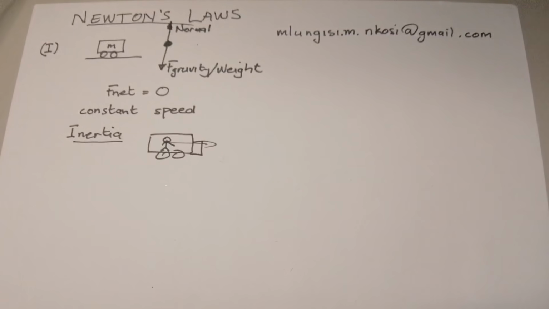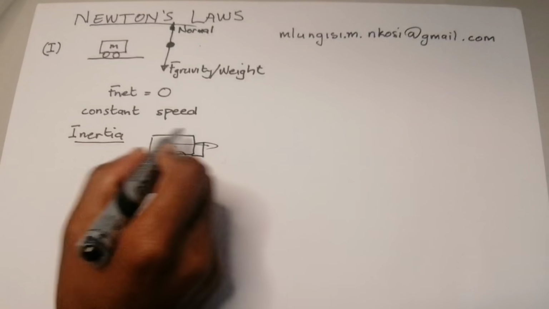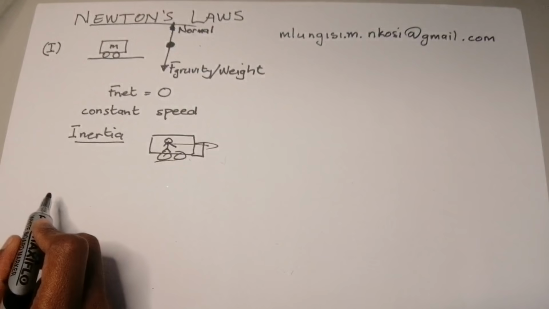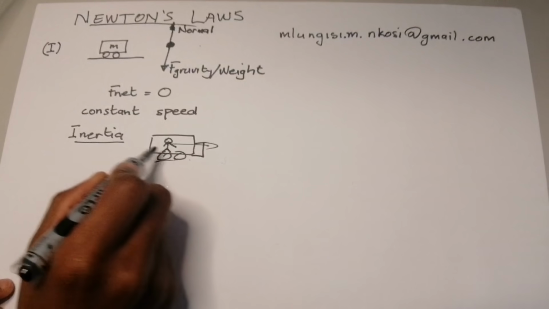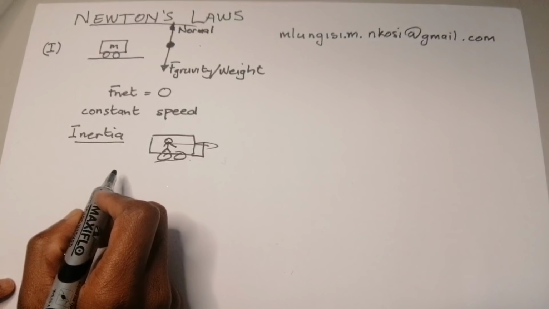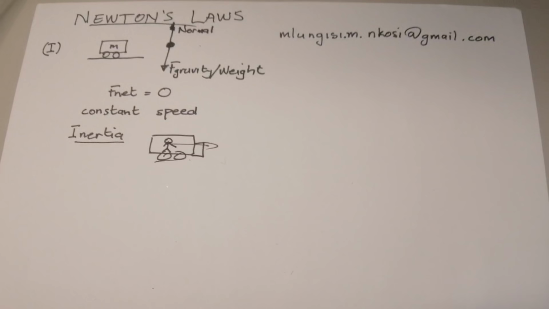If you are in motion, your body simply says, I still want to remain in constant motion. So when the car brakes, the body still wants to say, hey, I was moving, so I want to keep moving. That is why your body leans forward. Okay, so that's the application of Newton's first law. If you think about it, seat belts are used exactly for that particular reason.